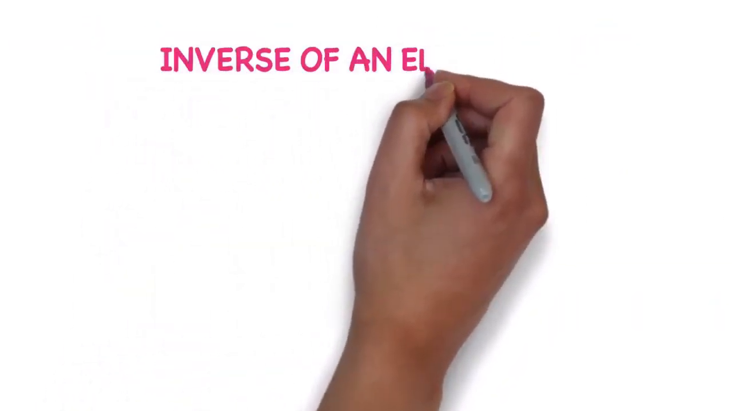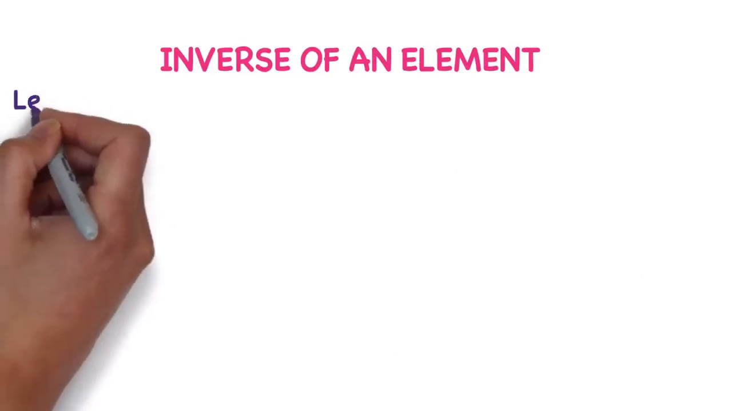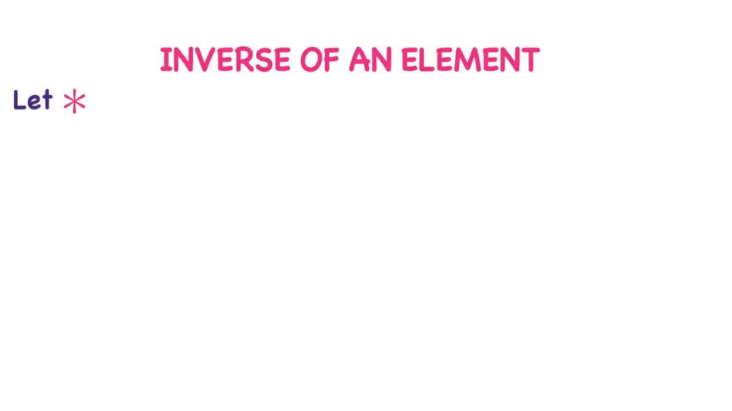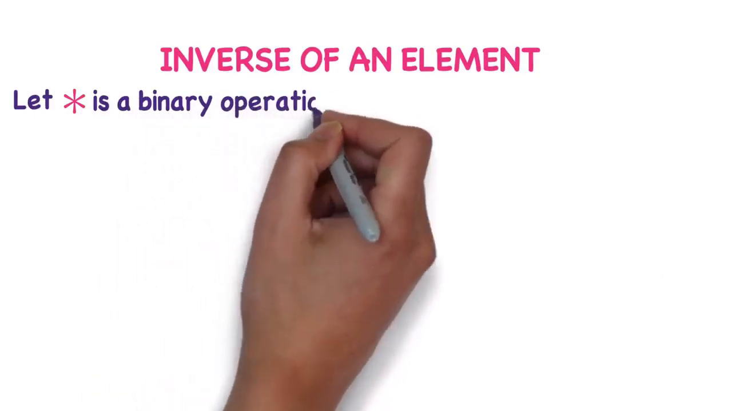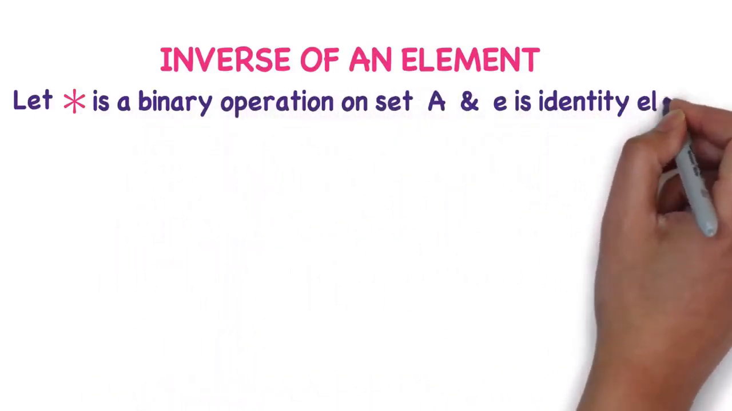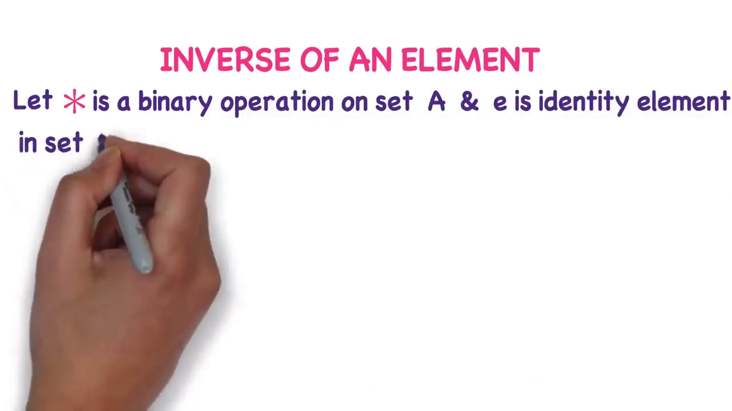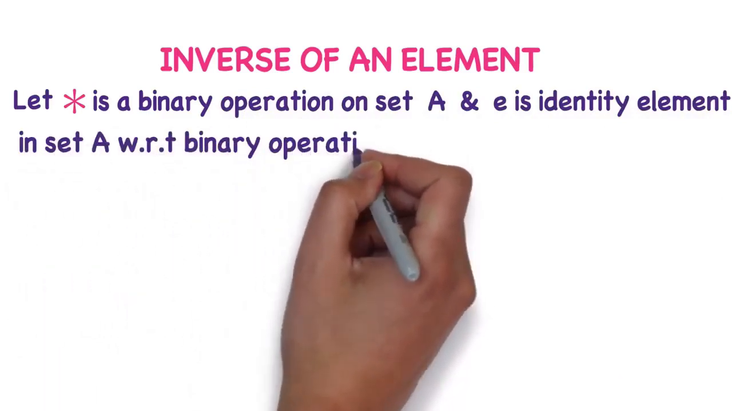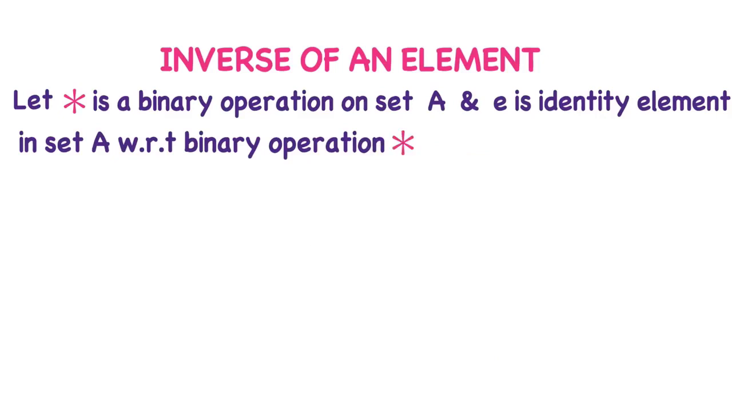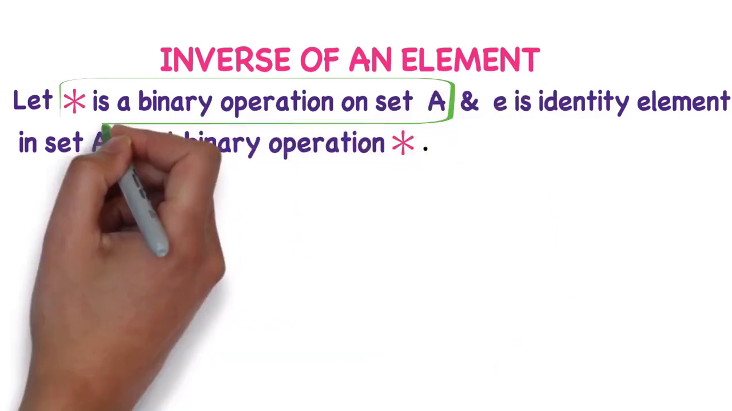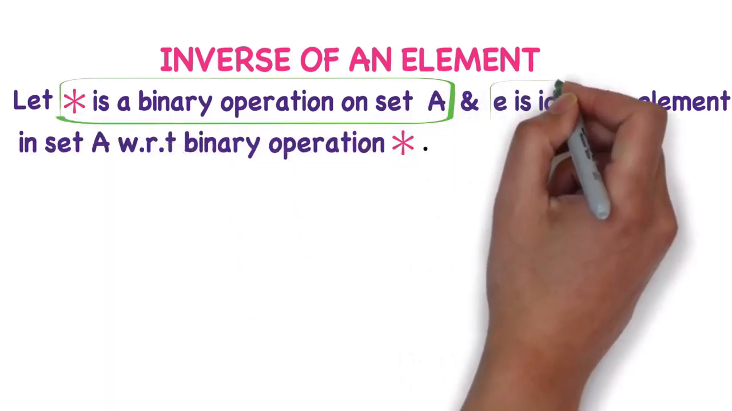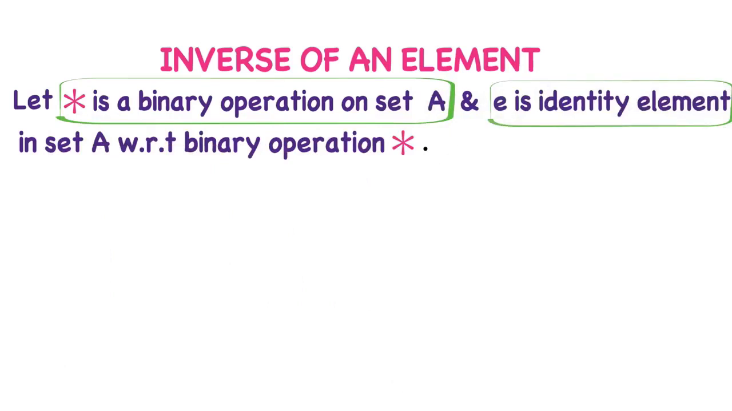Inverse of an element. Very important definition. Let star be a binary operation on set A and e be the identity element in set A with respect to binary operation star. We need to observe a few things here. Star is a binary operation on set A. You must know the definition of binary operation, and e is the identity element in set A. You must know these two definitions to understand the inverse of an element.